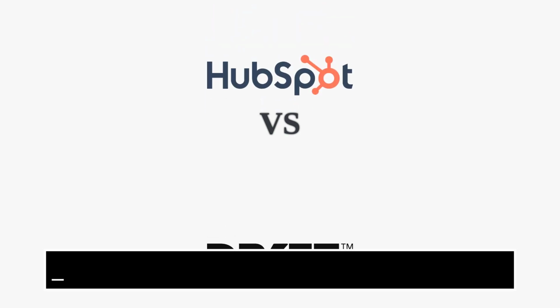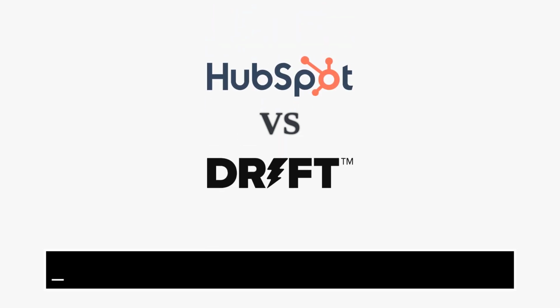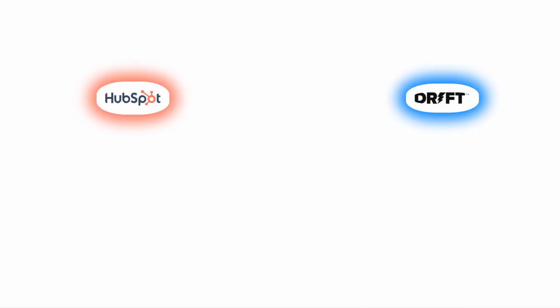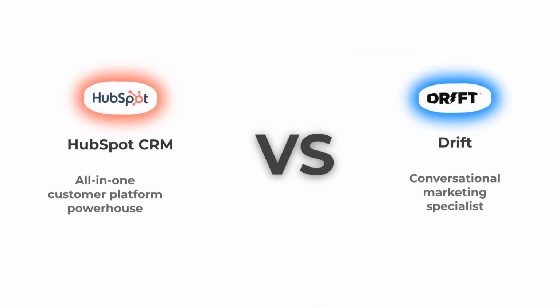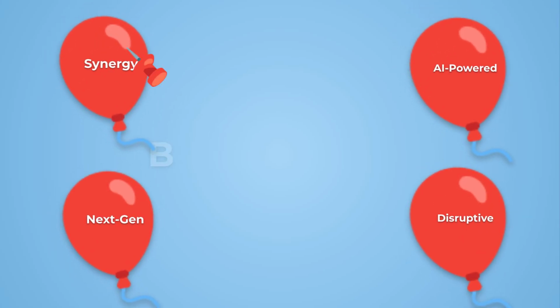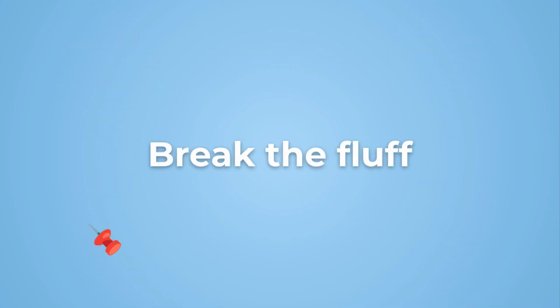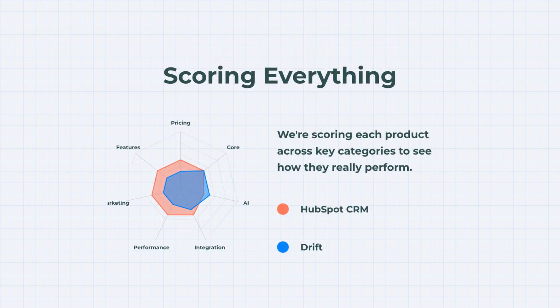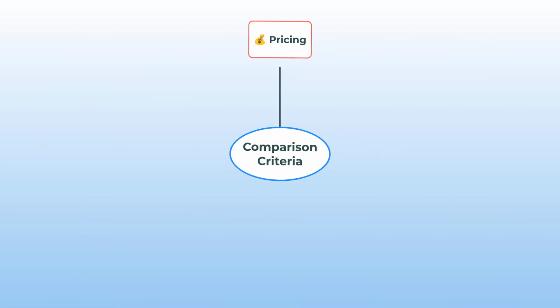HubSpot CRM versus Drift. Two powerhouse platforms. One big question: which one really delivers? On the left, HubSpot CRM, the all-in-one customer platform. And on the right, Drift, the conversational marketing specialist. Let's skip the buzzwords and dig into the real numbers and features. Each category gets scored, and by the end, you'll see exactly who comes out on top. The winner might just surprise you. All right, let's map this out.